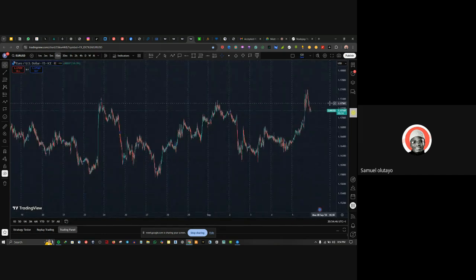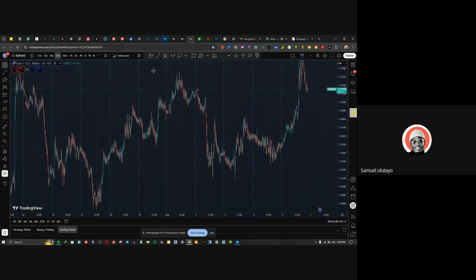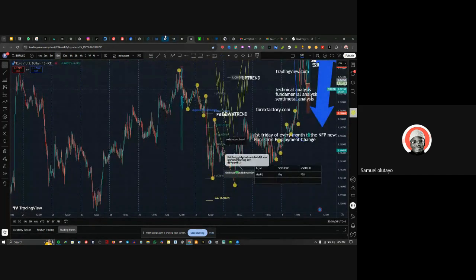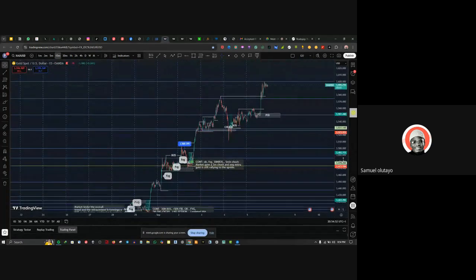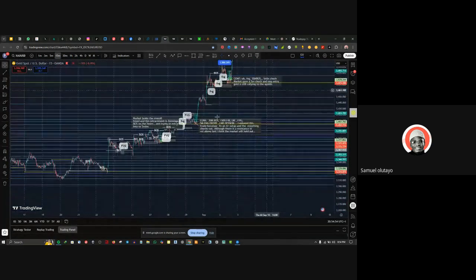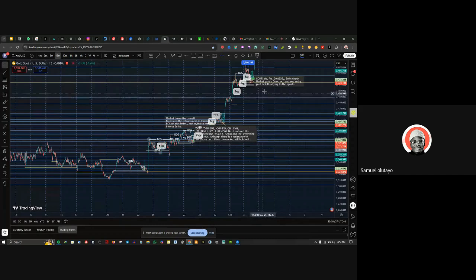So you can see your chart clearly, right? If I come to my chart, for instance, you can see all of the markings I have on it, everything from how many weeks ago. If I want to hide everything, I'll just come here, hide drawings.